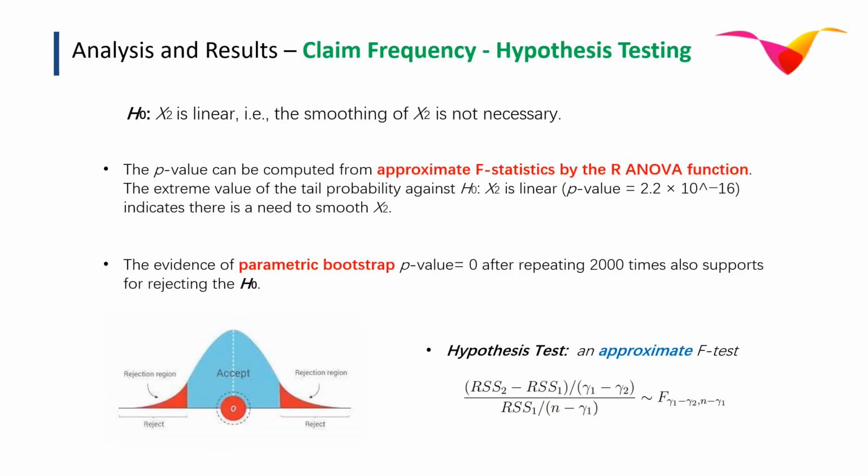We also used the approximate F-test and the parametric bootstrapping to test whether the smoothing of x2 is necessary. The very small p-values from both tests indicate strong support for rejecting the null model. Thereby, we can conclude that the smoothing of x2 in the claim frequency modeling is necessary.